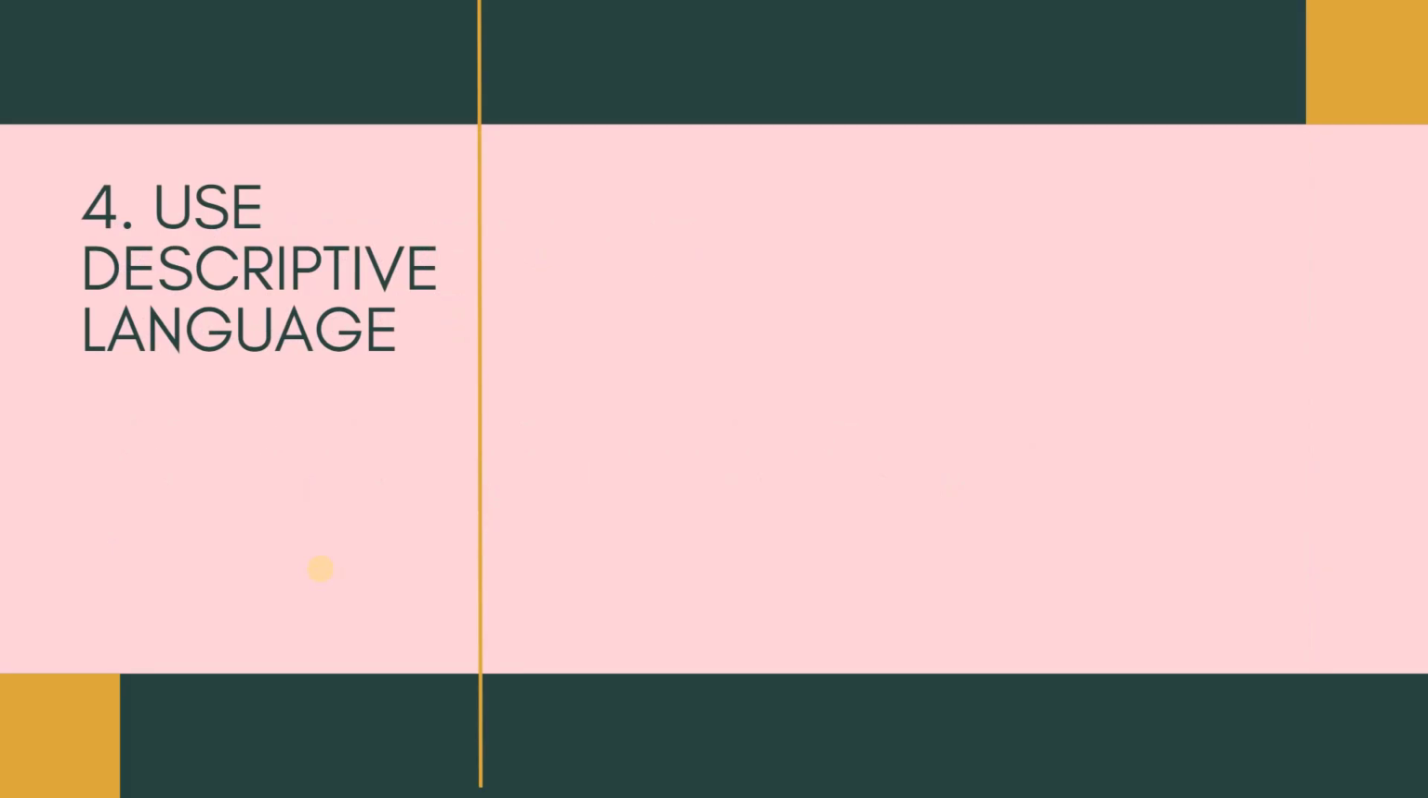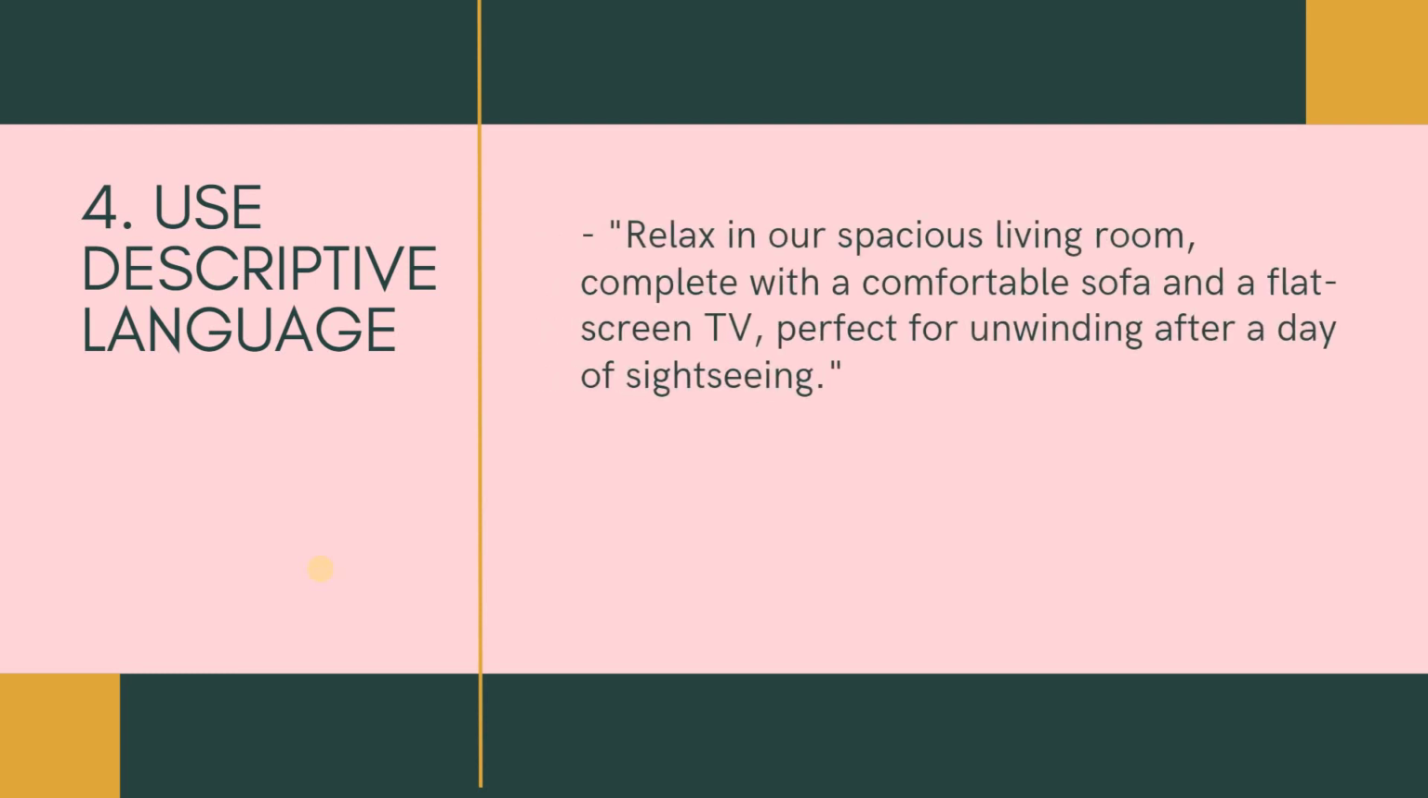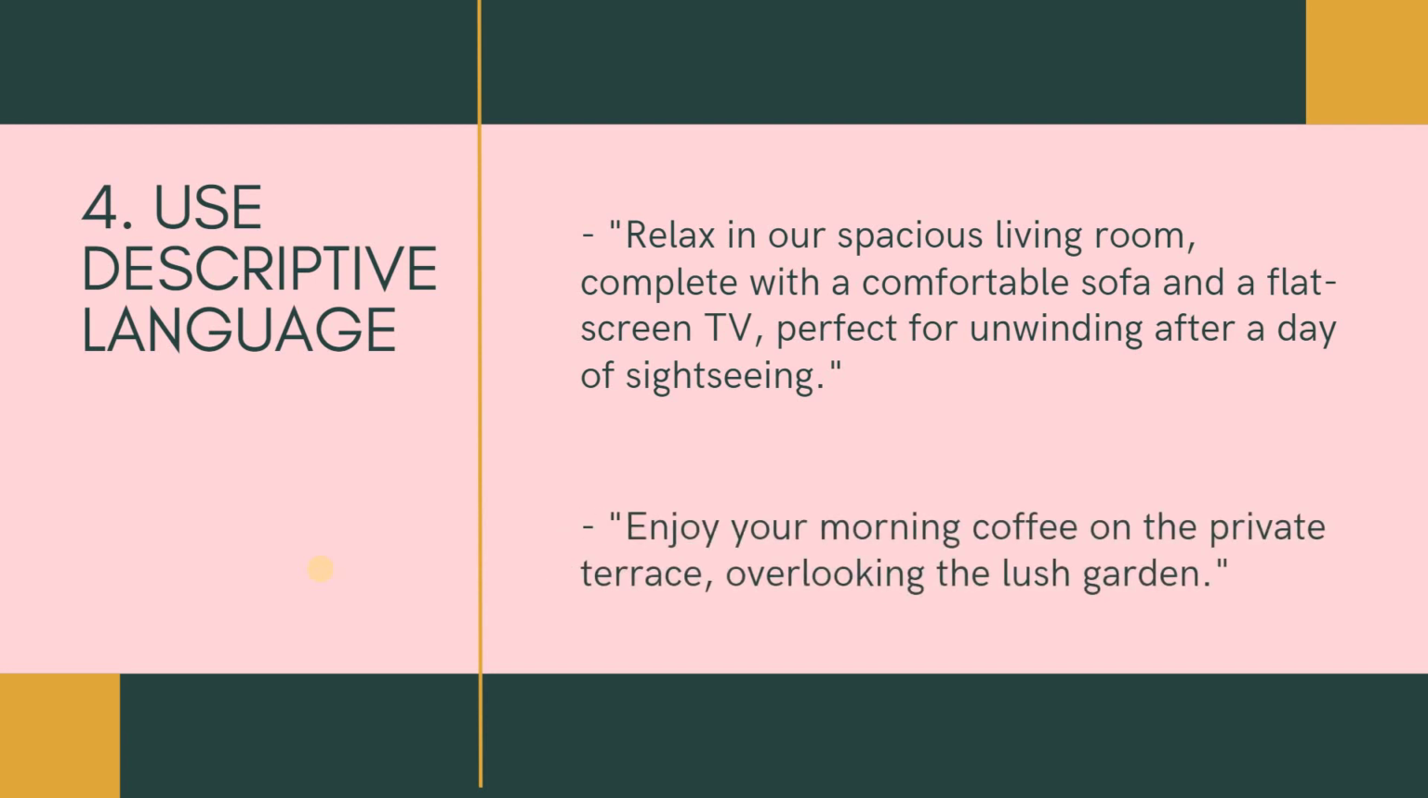Now, use descriptive language. Paint a picture with your words instead of simply listing amenities like Wi-Fi. So you can say things like, relax in our spacious living room, complete with comfortable sofa and TV, perfect for unwinding after a day of sightseeing. You can say things like, enjoy your morning coffee on the private terrace overlooking the lush greenery. So make sure that you're descriptive so that someone feels what they're going to experience, which brings us to the experience itself.